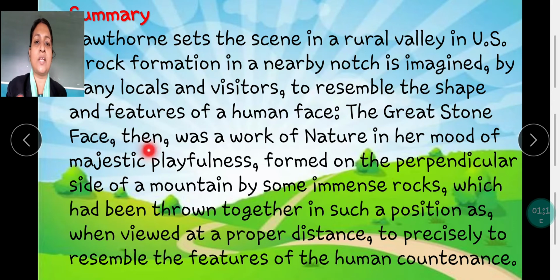The great stone face then was a work of nature in a mood of majestic playfulness, formed on the perpendicular side of a mountain by some immense rocks which had been thrown together in such a position as, when viewed at a proper distance, to precisely resemble the features of a human countenance. So in short, I'll tell you the story revolves around a mountain structure which has got the resemblance to a human face.